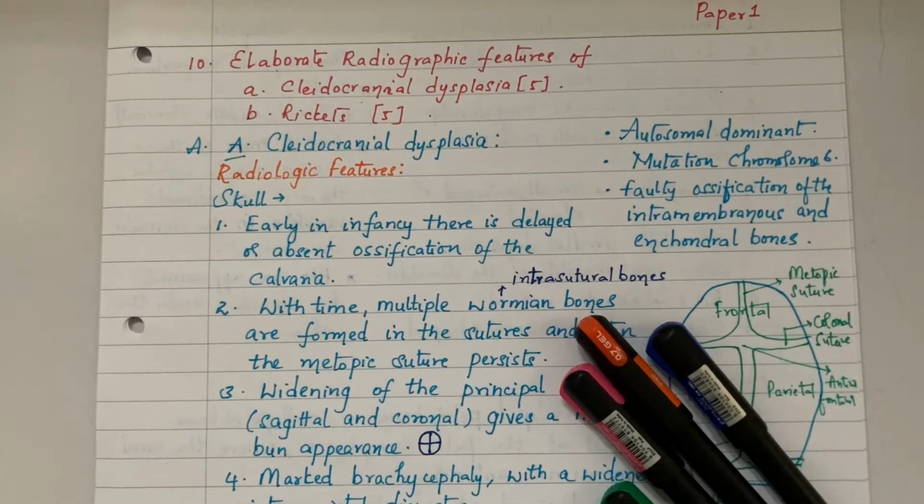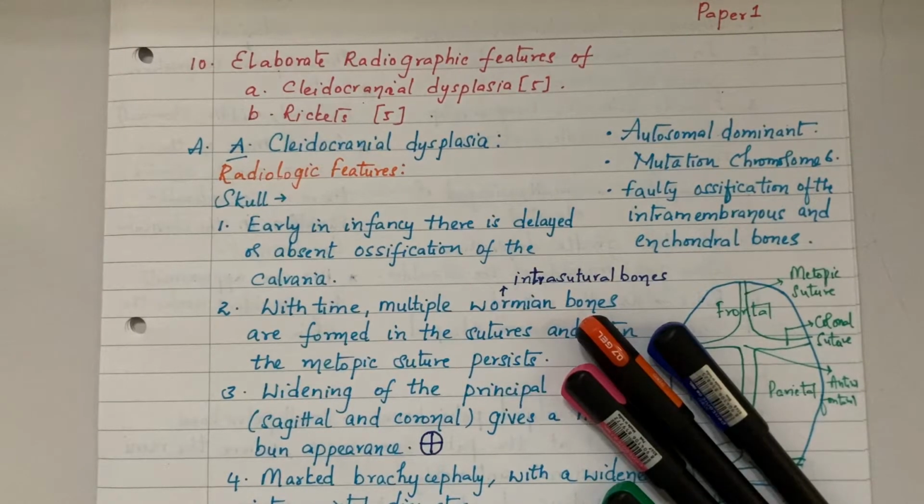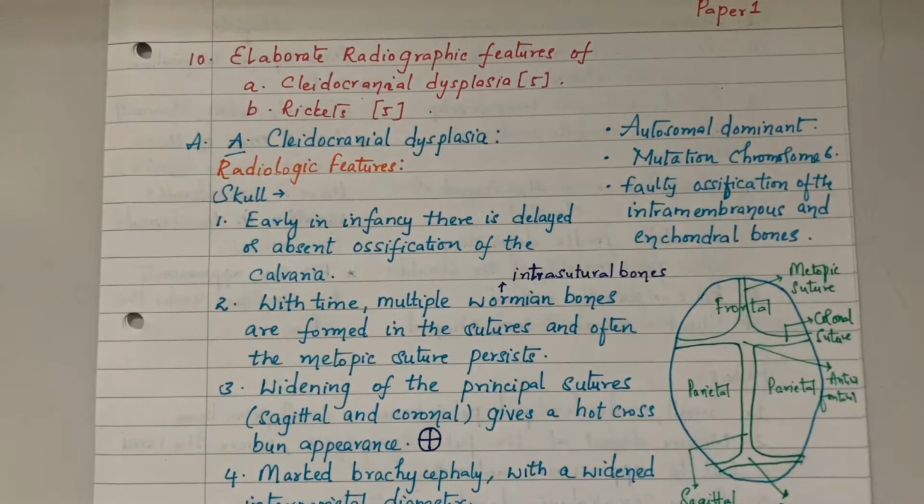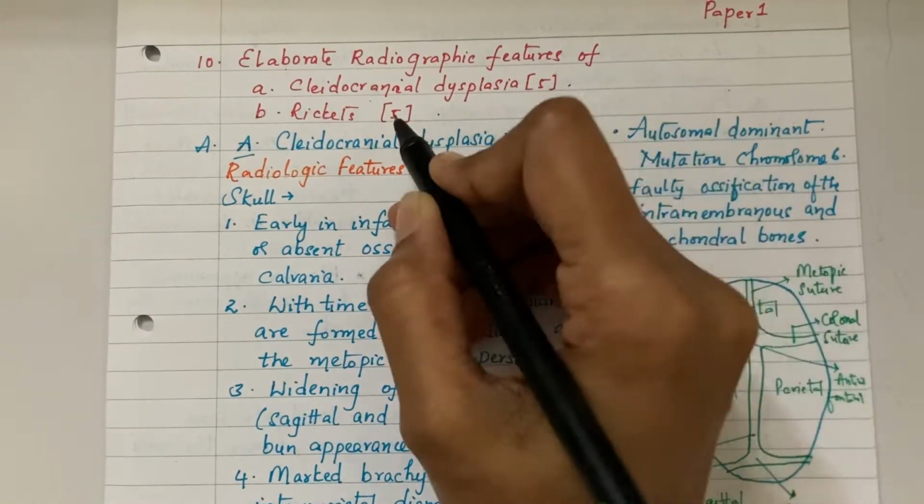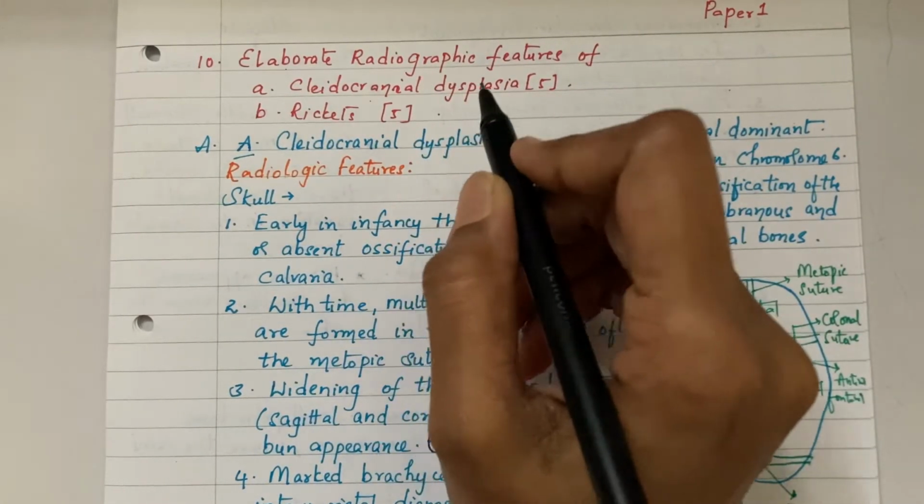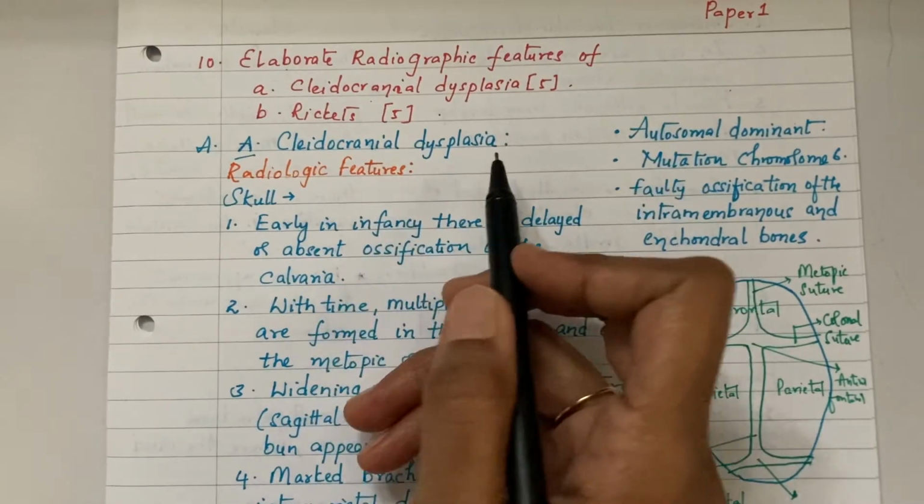Today we'll be discussing December 2021 DNB question paper 1. Coming to the 10th question, they have asked about elaborate radiographic features of cleidocranial dysplasia and rickets. For each they gave 5 points, so total 10 marks. First, coming to cleidocranial dysplasia.